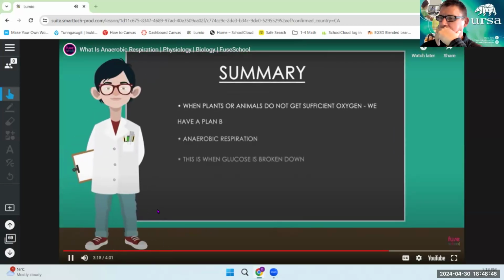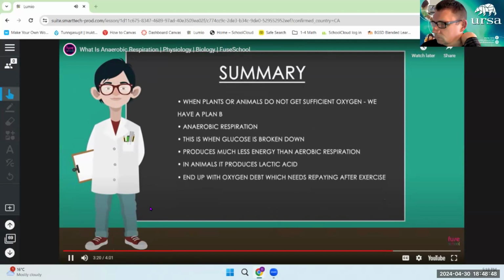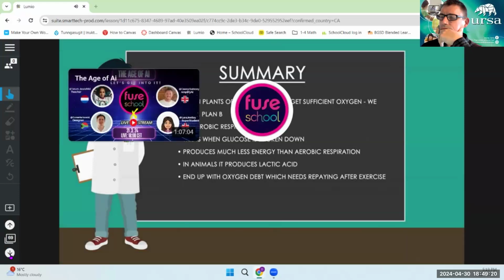So you should now know that when our heart and lungs cannot keep up with the oxygen demand, or plants do not have access to sufficient oxygen, we have a plan B, anaerobic respiration. This is when the glucose is broken down directly, but it produces much less energy than aerobic respiration, which is why it's the second choice. And in animals it produces lactic acid as a byproduct, which causes muscle cramps, and so we end up with an oxygen debt which needs repaying after exercise has stopped.